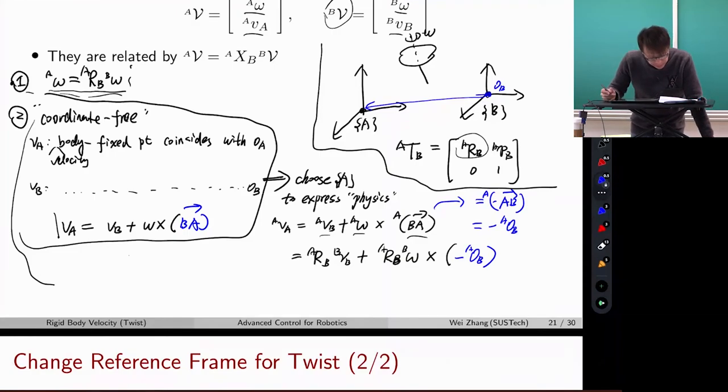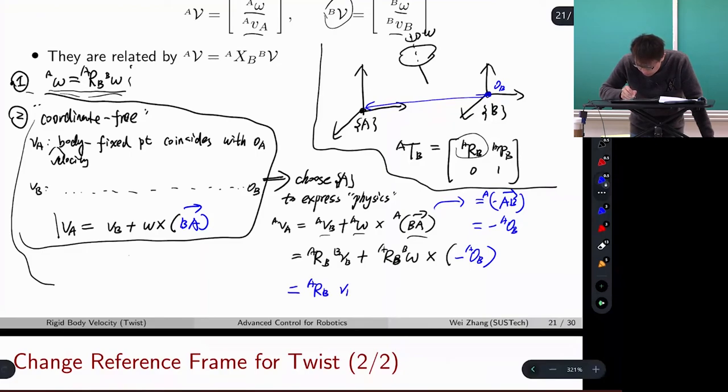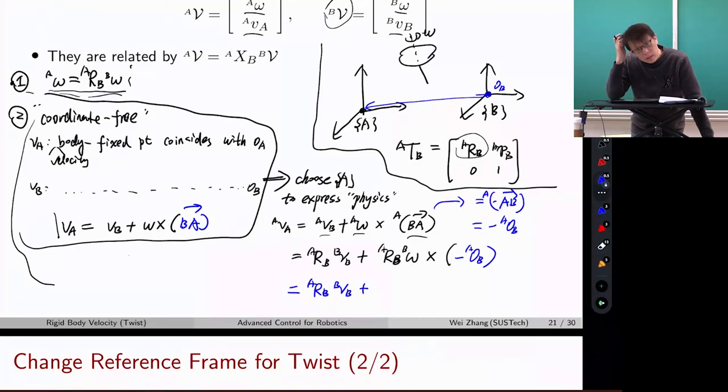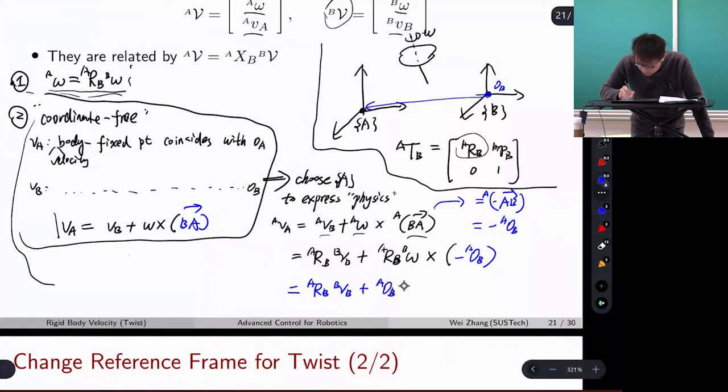Now we can just copy things down. This is R_BA times VB in B, plus this term, where A cross B equals negative B cross A. If you swap the order, you need to multiply by a negative sign, so the negative sign will cancel out. So I'll have OB in A, that vector, crossed with the whole thing, R_BA times omega in B.